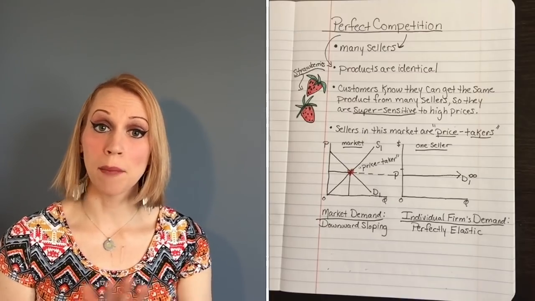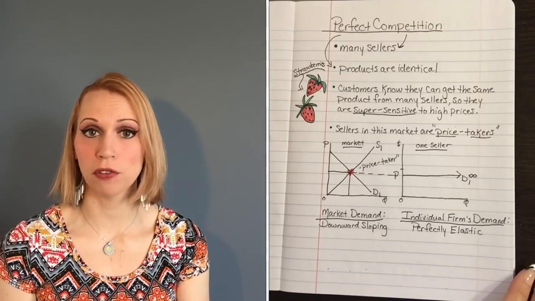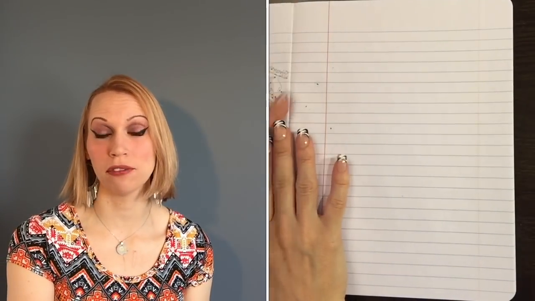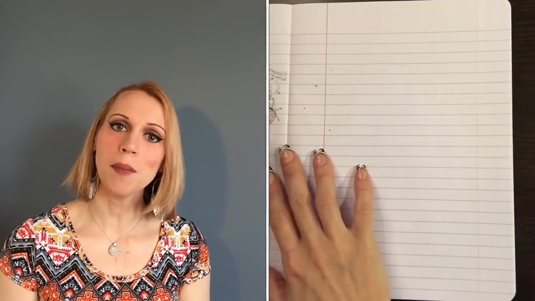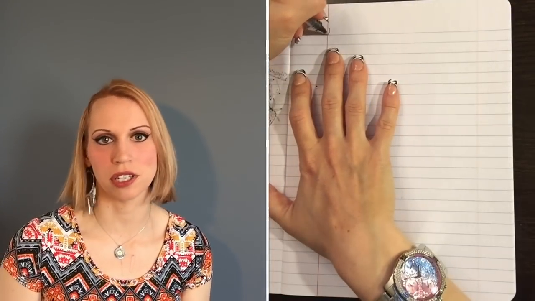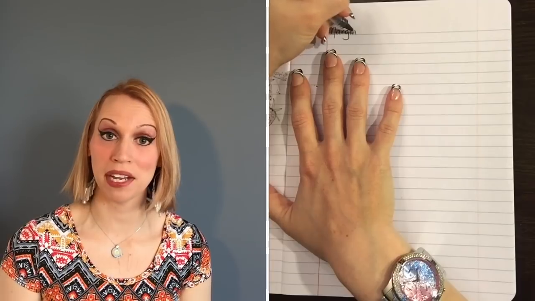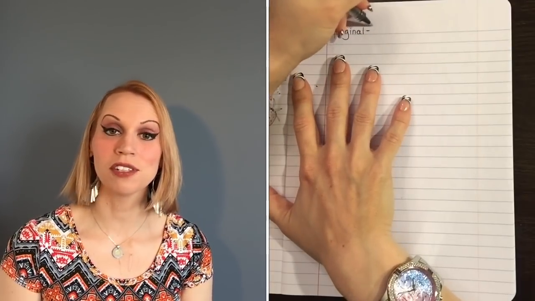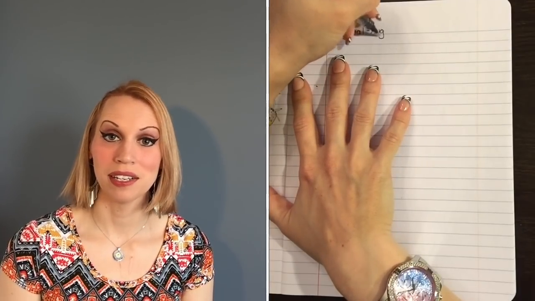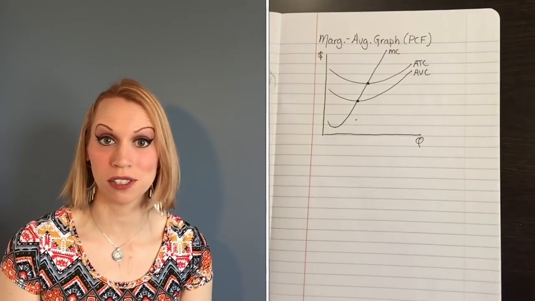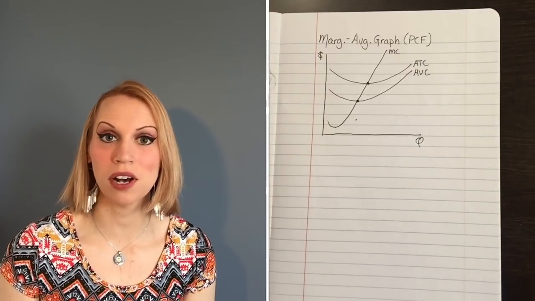Now let's talk about graphs for a perfectly competitive firm. We're going to look at the marginal average graph for a perfectly competitive firm, and we're going to look at the total graph for a perfectly competitive firm. All businesses have production cost. And so our marginal average graph for a perfectly competitive firm is going to start off with something you're very familiar with, and that's our marginal average cost curves. So let's go ahead and draw that real quick.